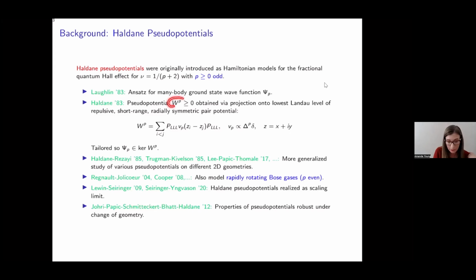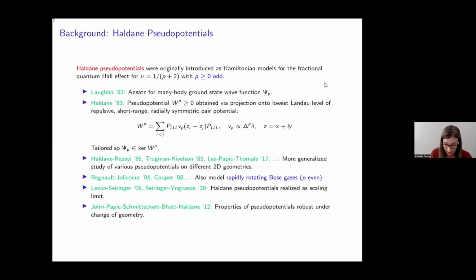He initially introduced them for odd integers p, and each integer p corresponds to a particular filling nu. This corresponds to the maximal filling of the ground state. They were defined in terms of projections of a potential onto the lowest Landau level, associated with the Fock space for the lowest Landau level for the particular geometry you were investigating. The value p corresponds in particular to this potential. And these Hamiltonian models were tailored so that they had one of these Laughlin wave functions as a maximally filled ground state.